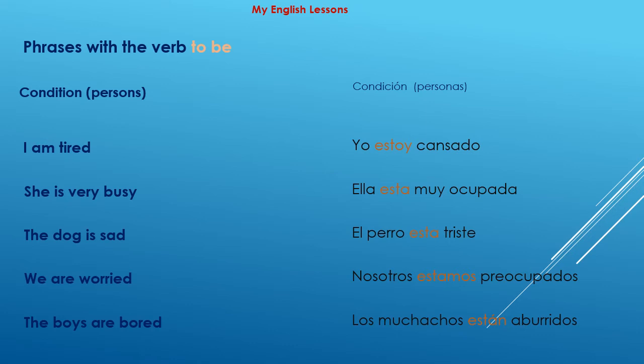Phrases with the verb to be, condition, persons. I am tired. She is very busy. The dog is sad. We are worried. The boys are bored.